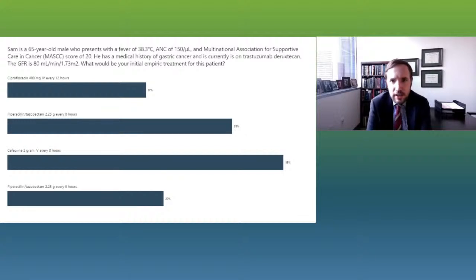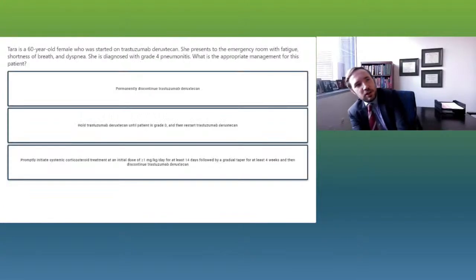Right, looks like we got a pretty even spread. Looks like the majority of us were choosing cefepime. Don't recall if I'm supposed to, I think I go over all these answers at the end. Yeah, because this is a pre-test.